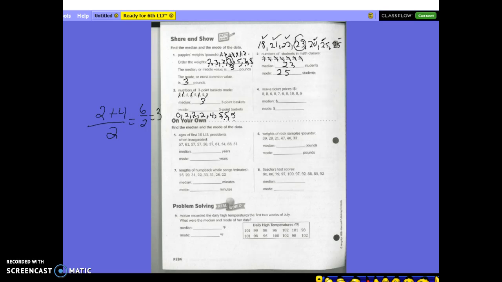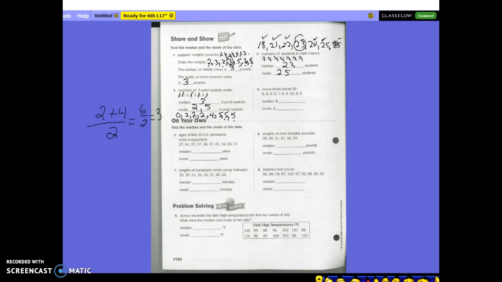Okay. Now the mode. Oh, this is different on the mode. It's 3 2s and 3 5s. Okay, so we're going to have more than one mode. So we're going to have a 2 and a 5.